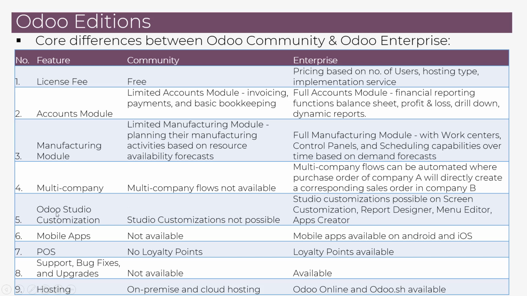There's a tool called Odoo Studio for customization. Studio customizations are not possible on Community. While on Enterprise, Studio customizations are possible: screen customization, report designer, menu editor, and apps creator.